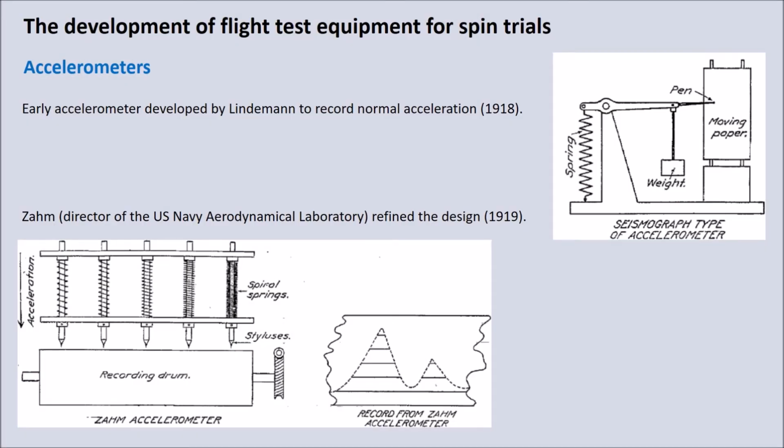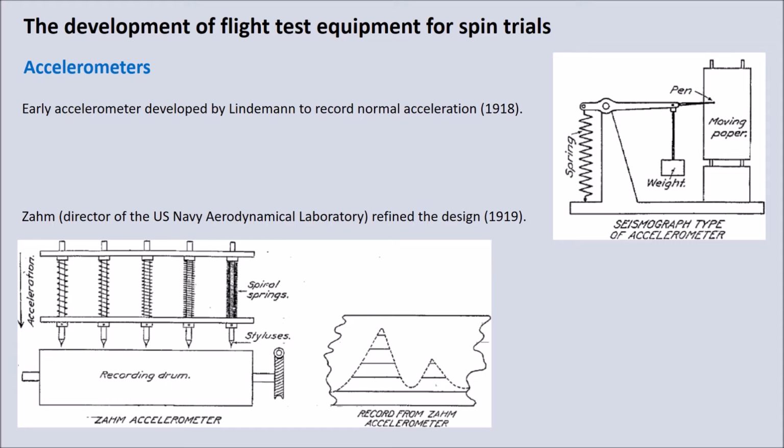Alright, so we're now going to move on to discuss the flight test equipment and the development thereof, which enabled these early studies of the aircraft's spin, starting with accelerometers. So the first documented development of an accelerometer was by Lindemann, who developed this kind of seismograph type apparatus to record normal acceleration in 1918. You can see a sketch of it here in this upper right hand figure.